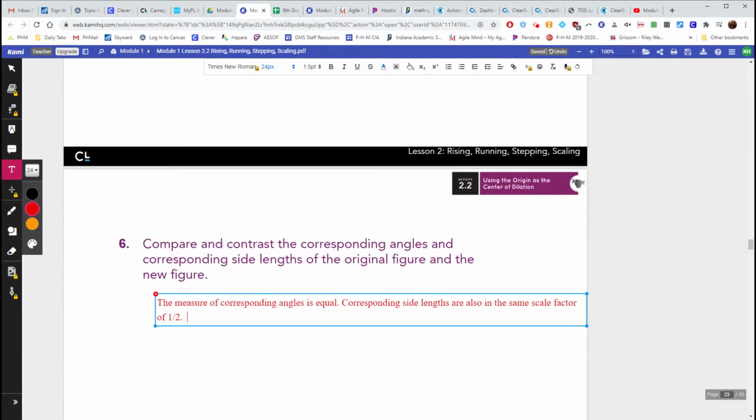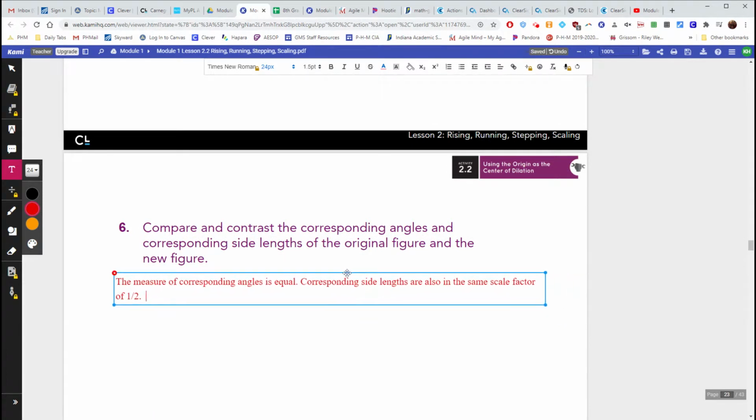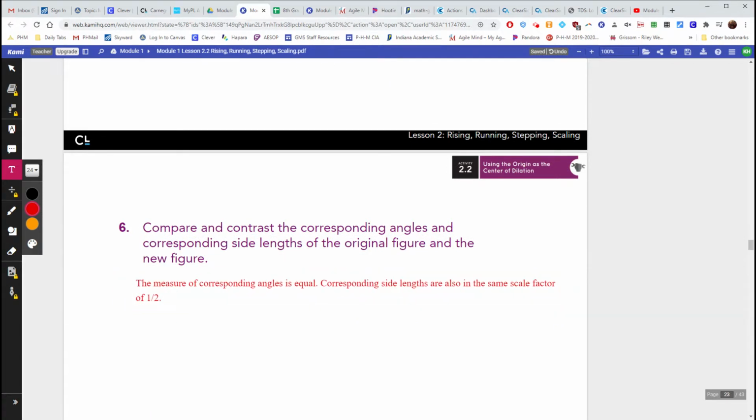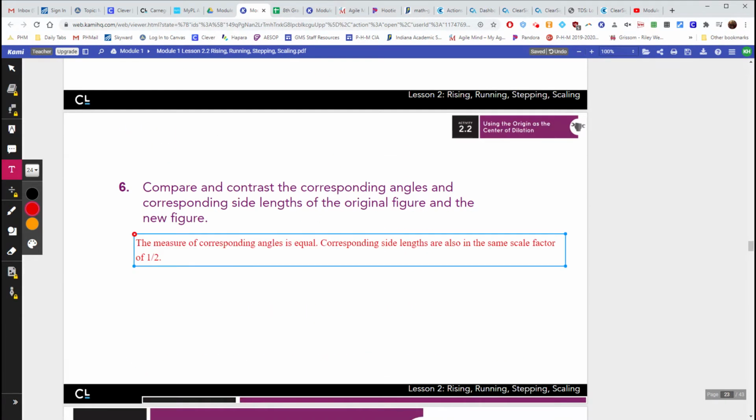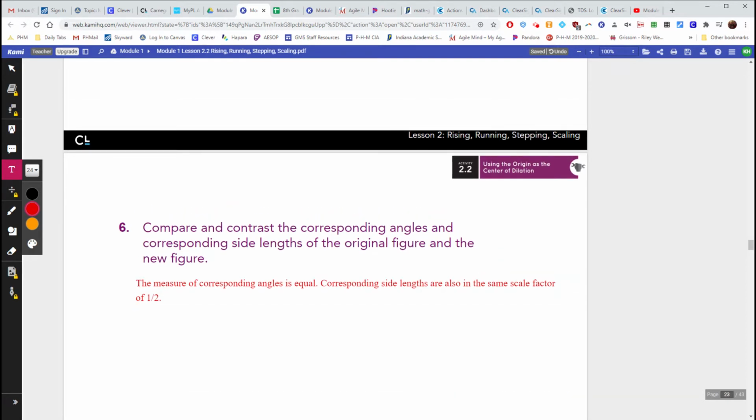So we have seen in this video that after a dilation, corresponding angles are the same. Corresponding side lengths either grow or are reduced by the exact same factor as the scale factor. In the first example, it was 3. In our second example, it was 1/2. Remember, scale factor bigger than 1 is going to enlarge it. Scale factor less than 1 is going to reduce it.